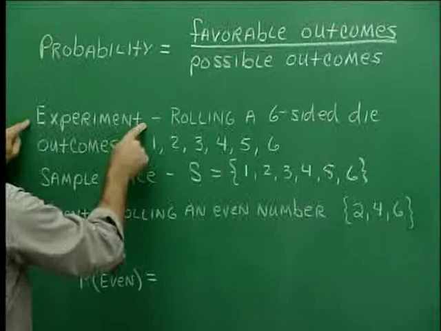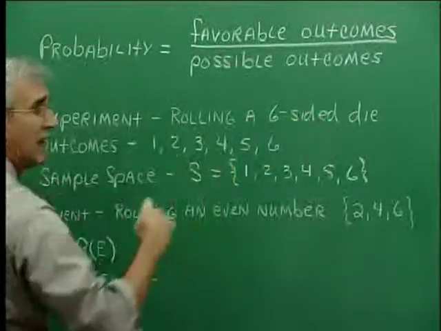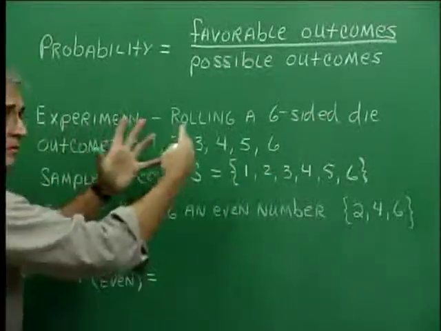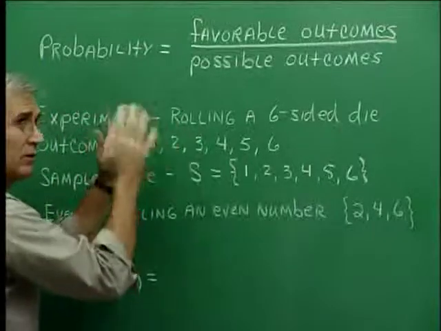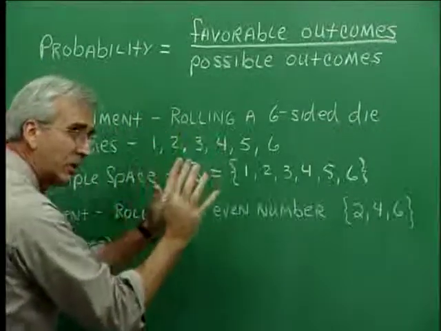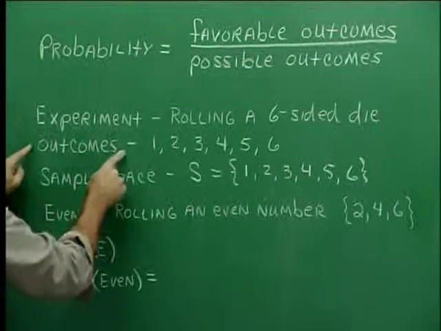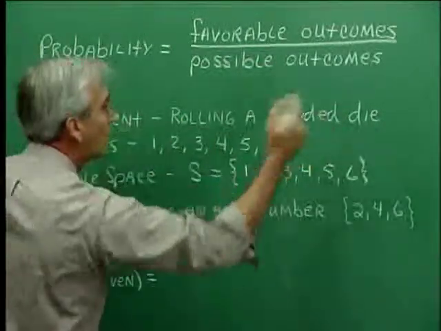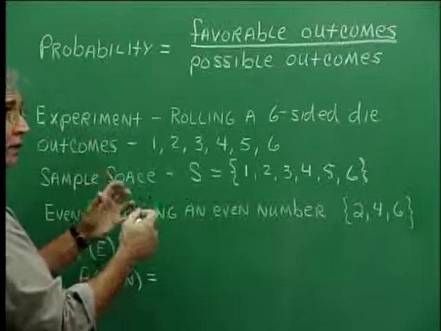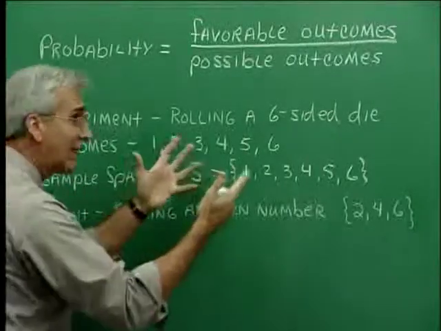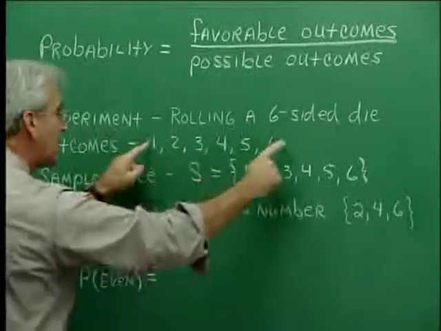An experiment is like rolling a six-sided die. Now, the outcome of this is kind of a happening, and we don't know what the outcome is going to be. So we have an experiment on our hands. Now, the outcomes. Well, what can happen when we roll a six-sided die? Well, we can roll a 1, or we can roll a 2, or a 3, or a 4, or a 5, or a 6. So those are all of the outcomes.